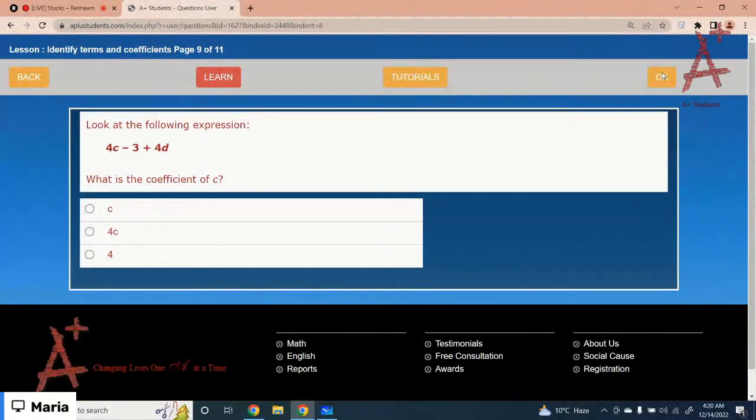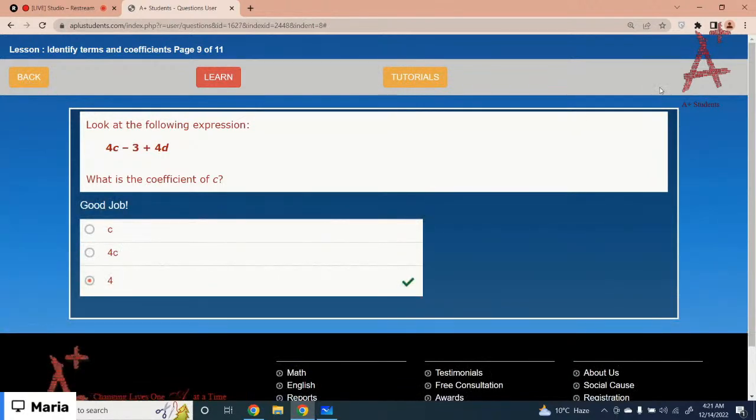Okay, look at the following expression. What is the coefficient of c? Which is the correct option? c, 4c and 4. Which is the coefficient of c? Yes, very good. The coefficient of c is 4. So just select the correct option and click on the OK button.